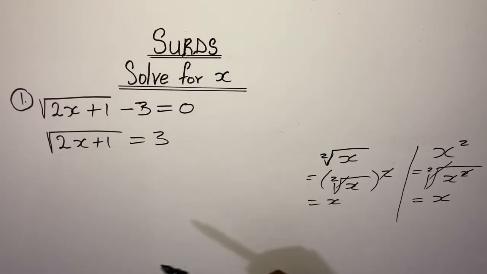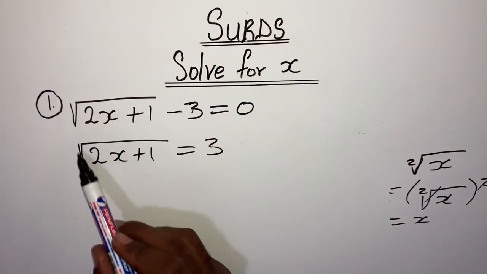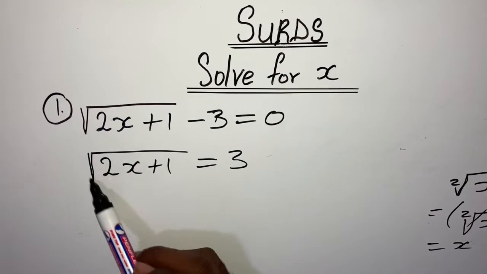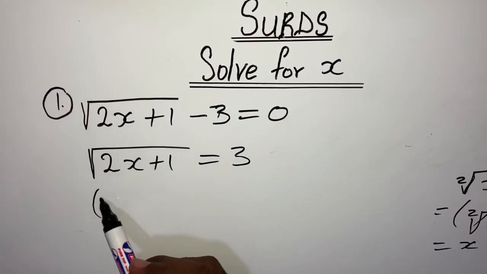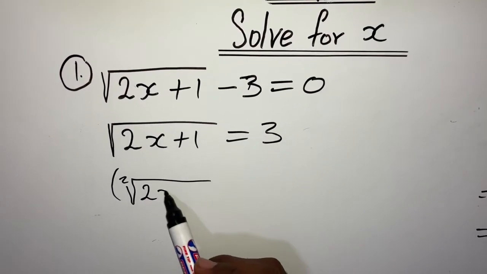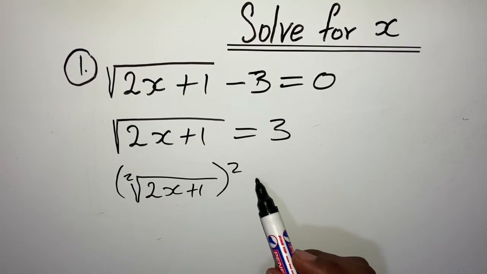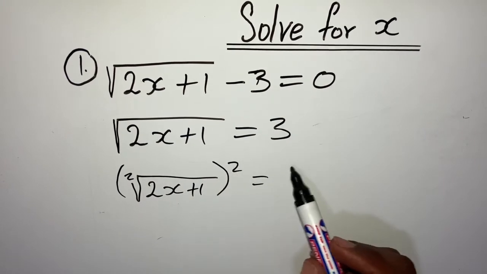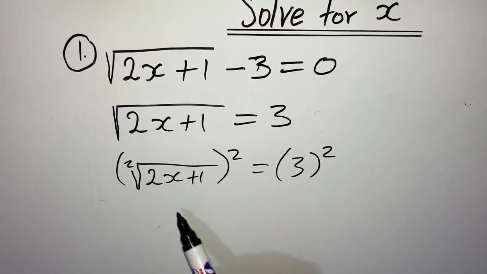Let's go back to our sum, which is the root of 2x plus 1, which is equal to 3. Now we are to remove this root. To remove a root, we just said we'll have to square. So 2x plus 1 squared. Then remember, what you do on the left you must do on the right, which is a 3. I'll have to square the 3 as well.